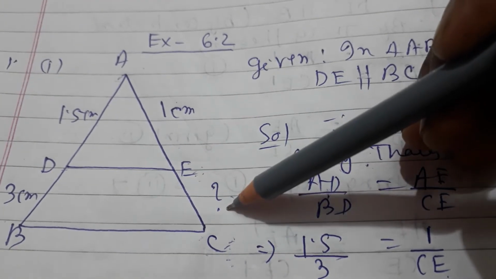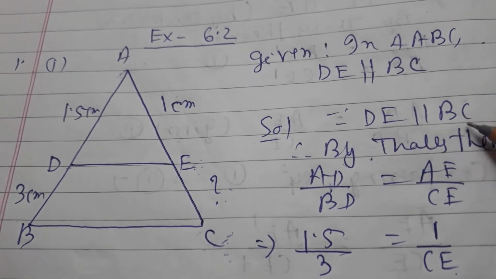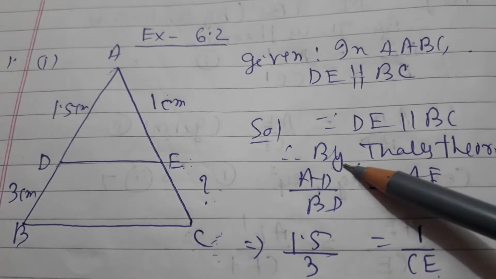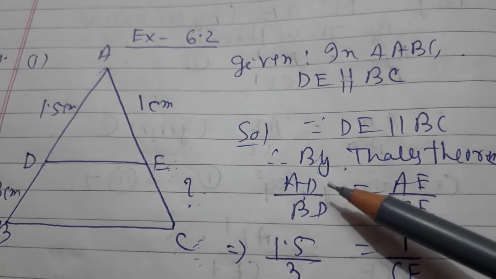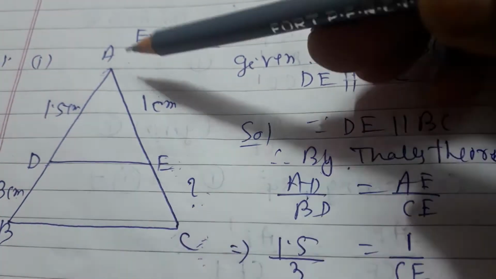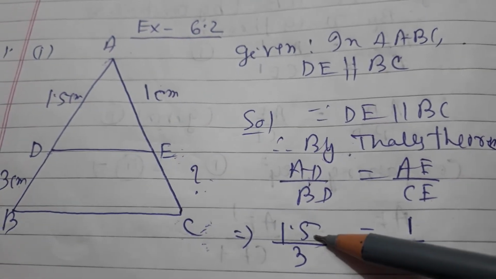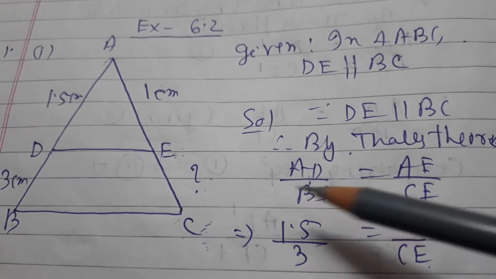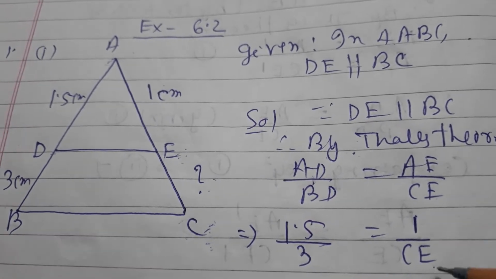is to be determined. Now listen, when DE parallel to BC is given, we apply Thales theorem. So by Thales theorem, AD by BD equal to AE by CE. Okay. Now you put the values given in the figure. 1.5 by 3 equal to 1 by CE.